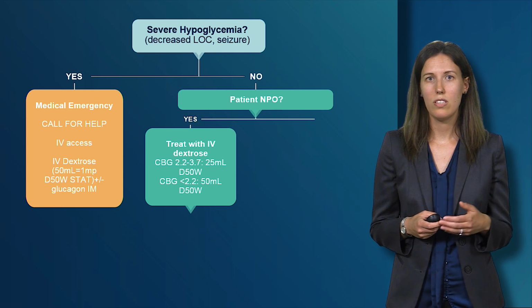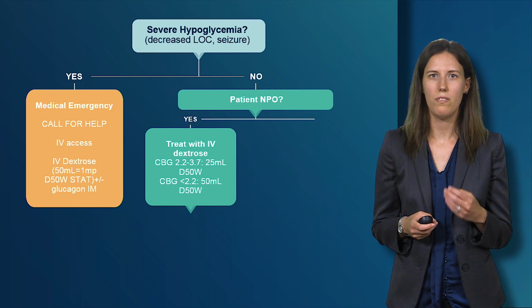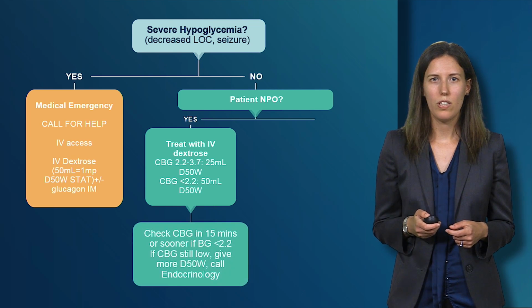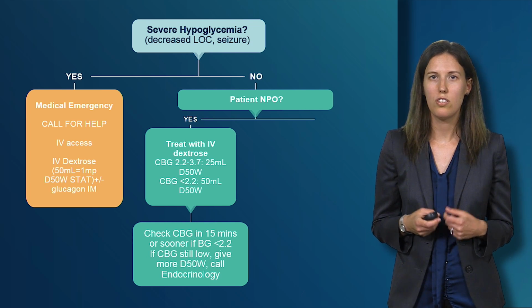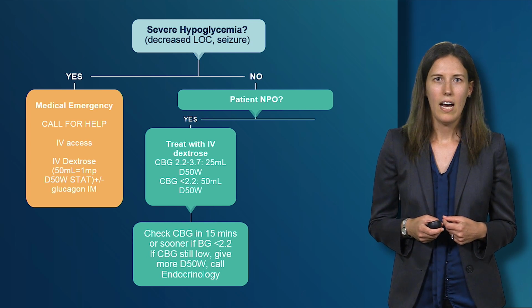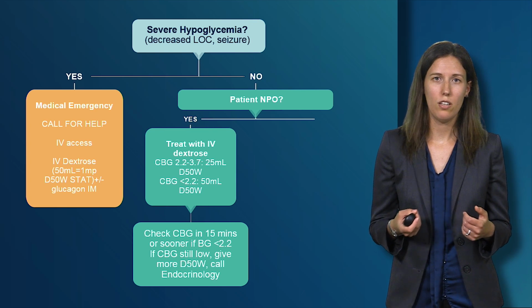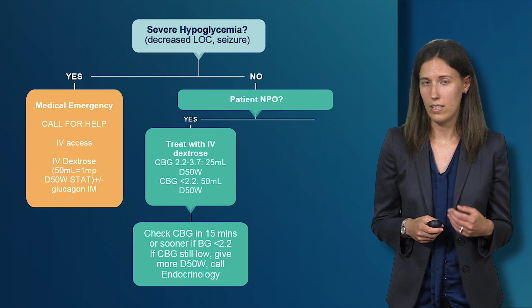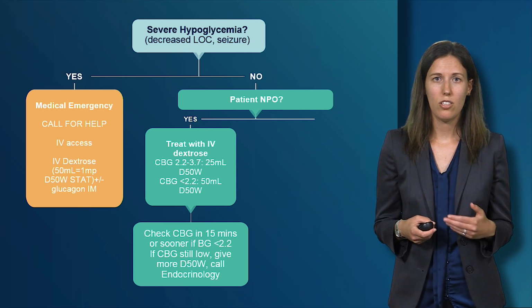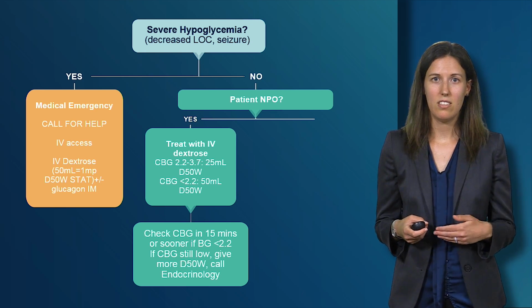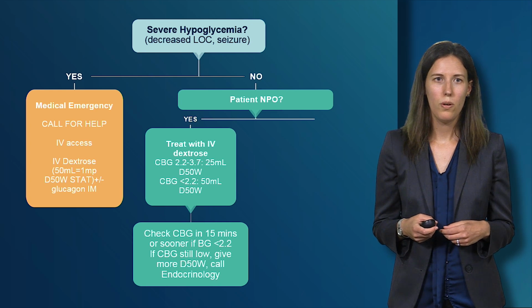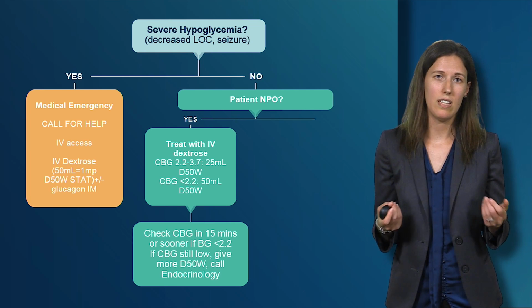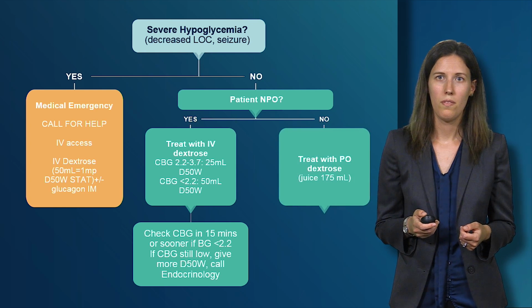And if the blood sugar is very low, less than 2.2, 50 milliliters of D50W can be given. What is very important is to check the blood sugar afterwards to make sure that it is increasing. The recommendation can include checking the blood sugar within 15 minutes, or sooner if the blood sugar is very low, less than 2.2. If the blood sugar is still low, then it may be necessary to give more D50W, and also a recommendation that if you're unsure what to do next, to call for help, for example, from endocrinology.